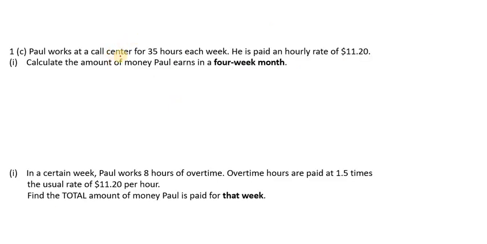Paul works at a call center for 35 hours each week. He's paid an hourly rate of $11.20. So calculate the amount of money Paul earns in a 4-week month. So we can calculate the number of hours he worked in a 4-week month. He worked 35 hours a week, right? That makes sense? Well, that's what's given. 35 hours each week, so you multiply by 4 to find how many hours he works in a month.